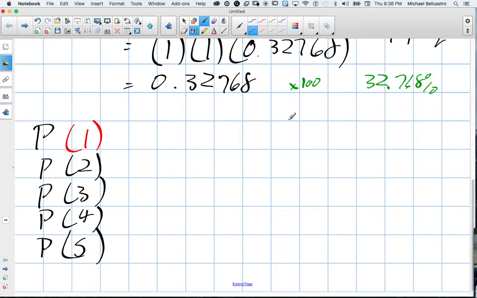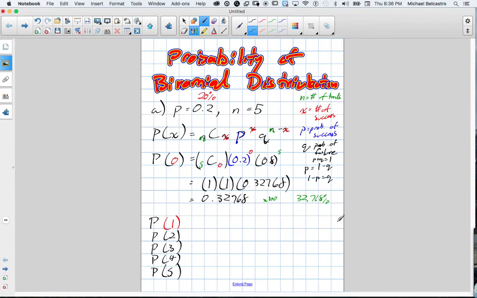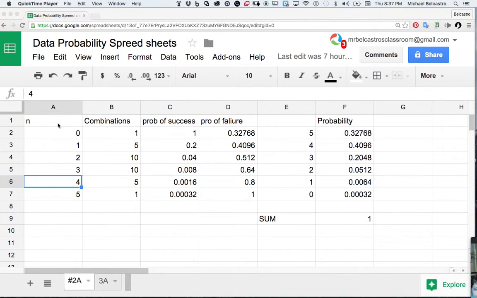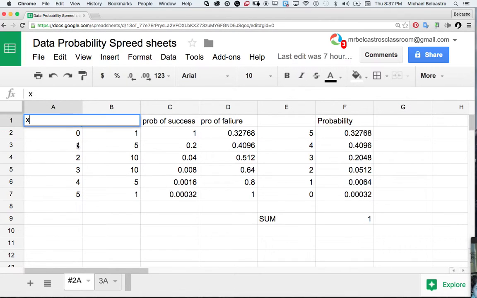Now obviously that would take a bit of time, so I actually built an Excel sheet, and I'm going to show you that right now. So I've built our chart here. Here are the, I shouldn't say n, actually that should be an x. Let's change that to x. Those are the numbers of successes of our trials: 0, 1, 2, 3, 4, 5.